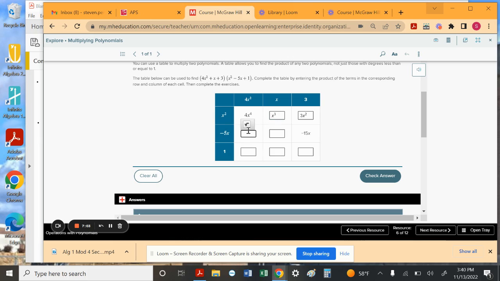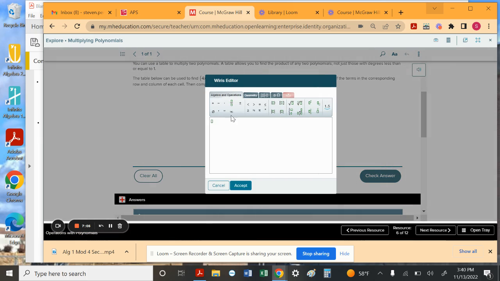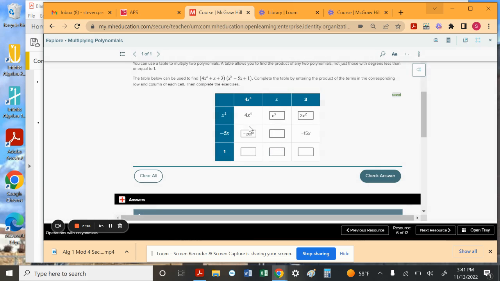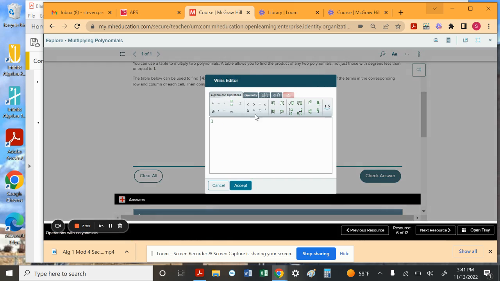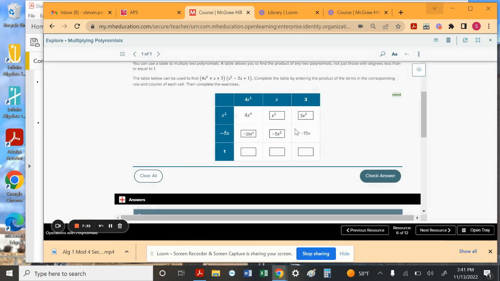Let me go ahead and do this one just so you could see what happens afterwards. So that would be negative 20x cubed, and we multiply those two, and then we have negative 5x squared on this one. So we'll do at least one more row. So negative 5x, okay, so negative 5x squared.